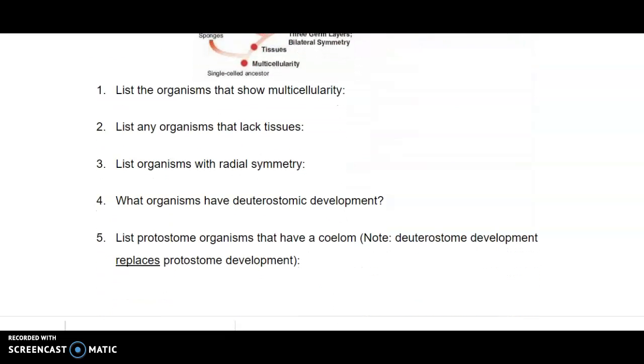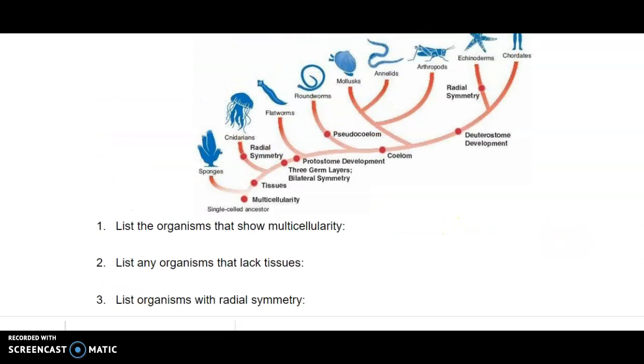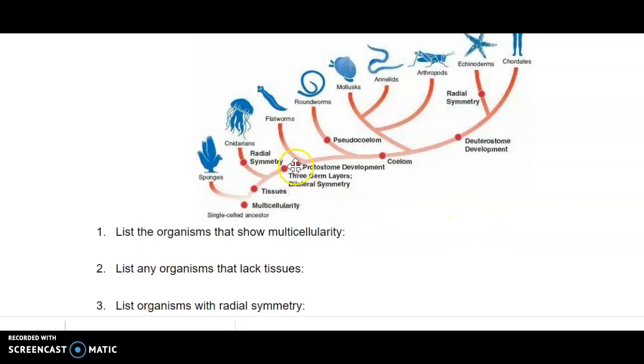Number 5 says list protostome organisms that have a coelom. So deuterostome development replaces the protostome development. So we have protostomes from the point that trait comes in up until the point where we get the deuterostomes, because deuterostomes will take the place of the protostomes at that point. So protostome came in right here. So that would apply to the flatworm, to the roundworm.